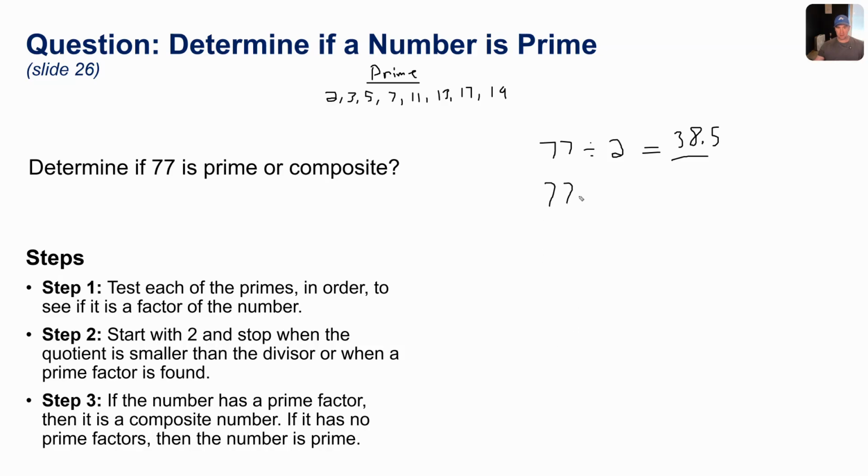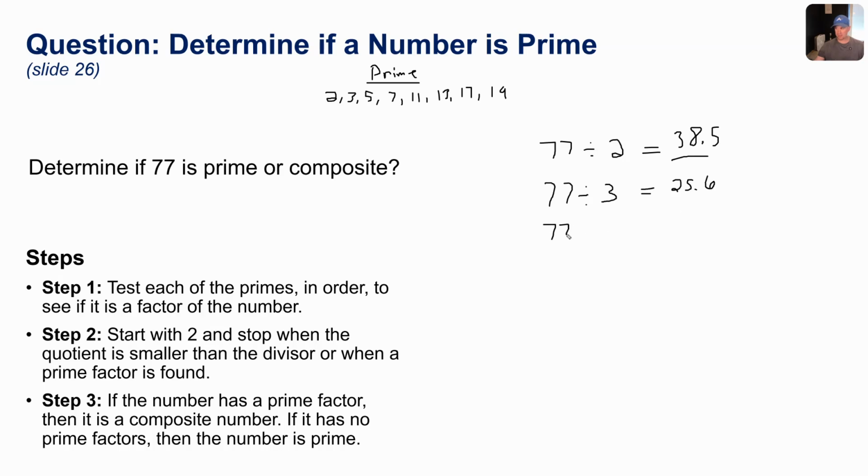77 divided by 3. Okay. So 77 divided by 3, also not divisible here. You could do the test if you wanted to, where if you added 7 plus 7 to get 14, 14 is not divisible by 3, or if you actually put this in your calculator, you get something like 25.6. So that's not a prime number.